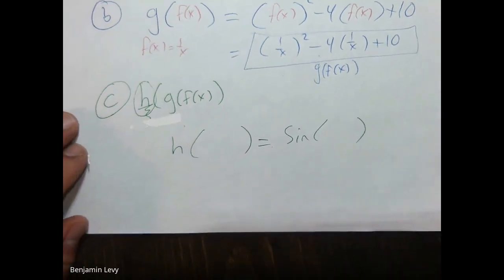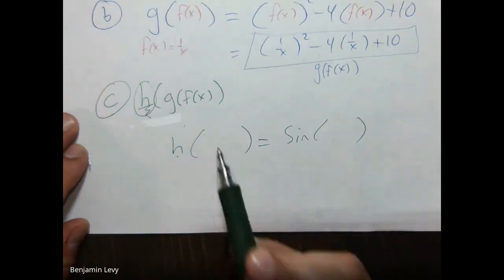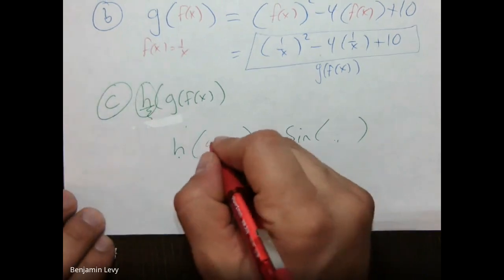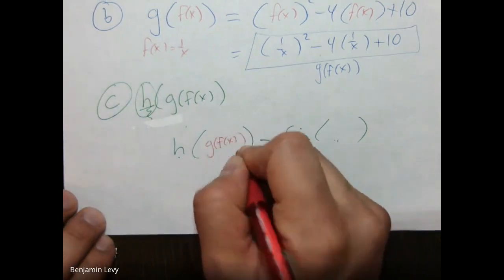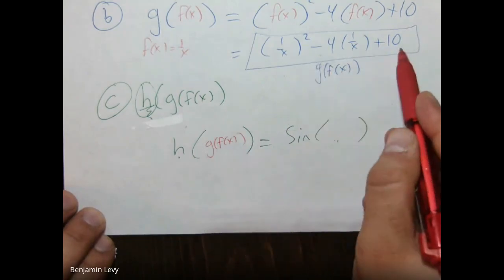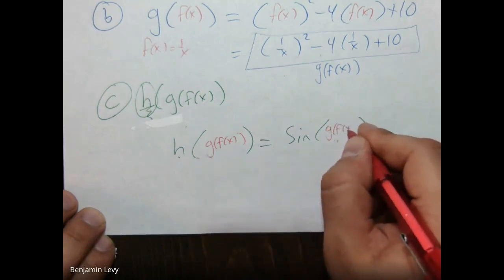Right, I took the x out. There used to be an x here and here. I took them out. Part C wants you to plug in g of f of x. Well, that was the thing that we just found right here. So if I put g of f of x right here, it also goes right here.